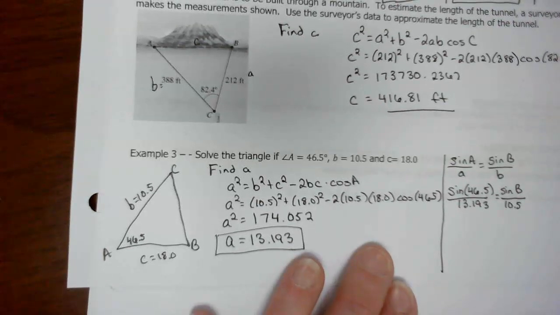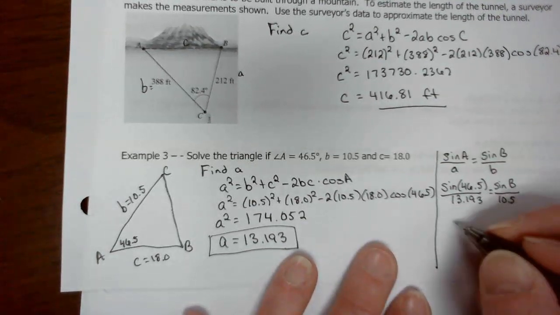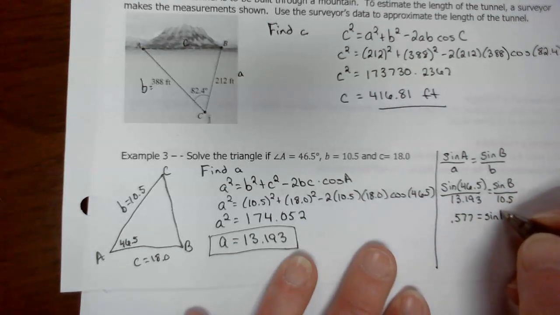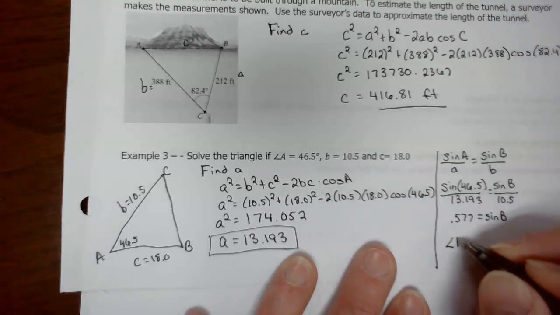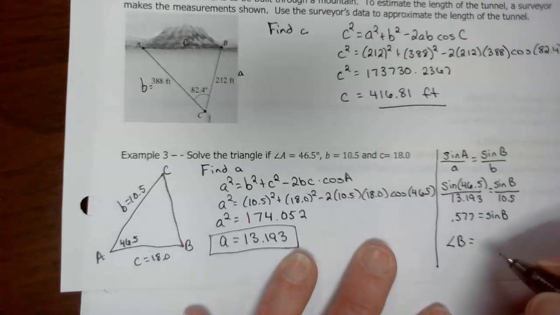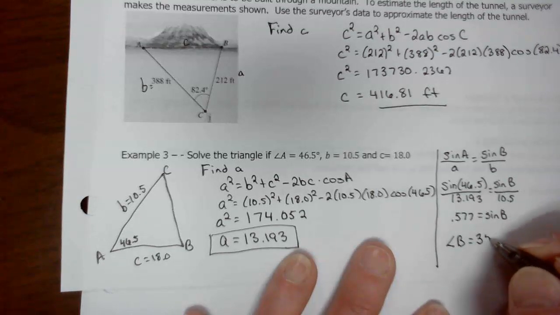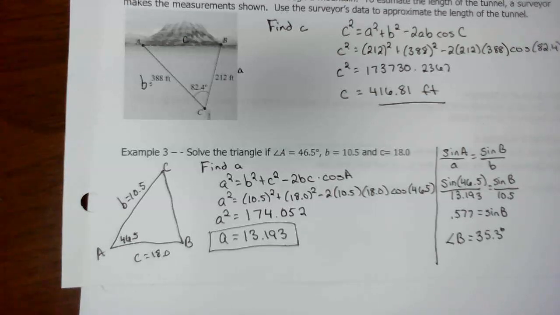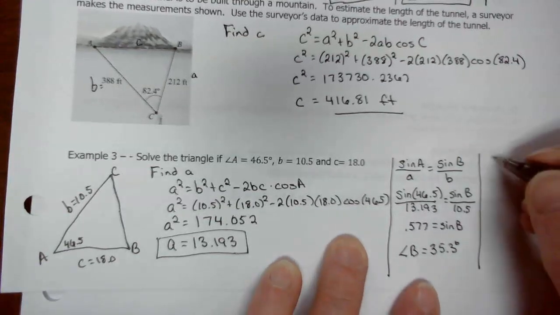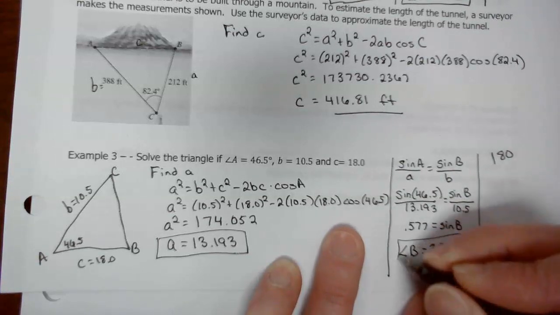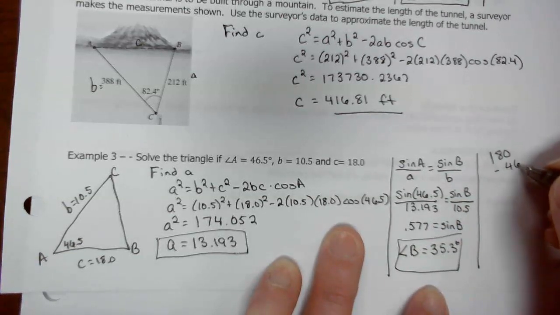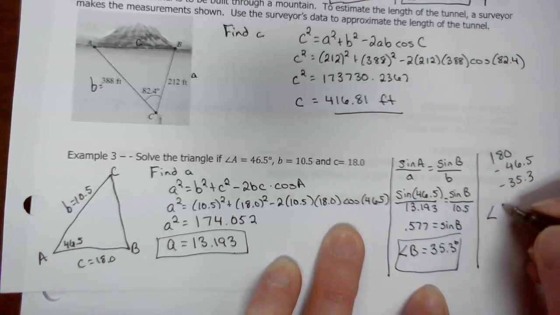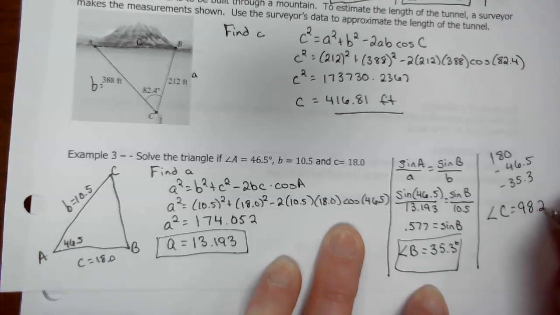So I would come off to the side, do a little cross multiplying, and get 0.577 equals the sine of angle B. To find the angle, we would use the arcsine, and I get 35.3 degrees. Now it's super easy once I know two angles to find the last one. So 180 minus 46.5 minus 35.3. And so I get that angle C is 98.2 degrees.